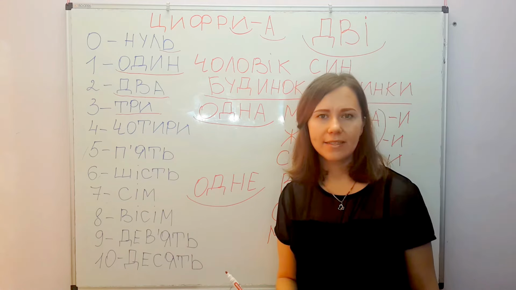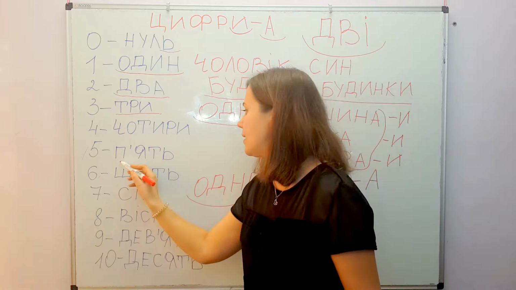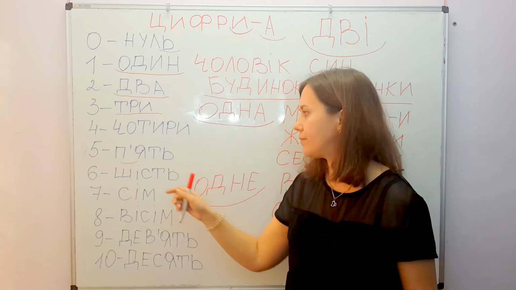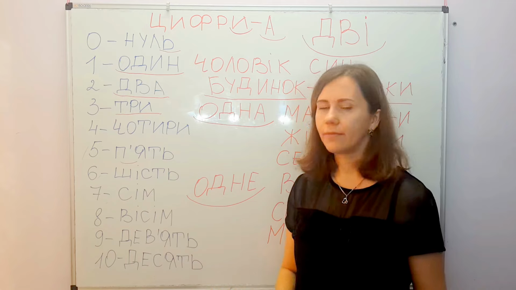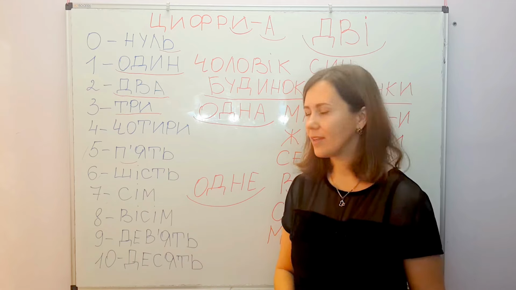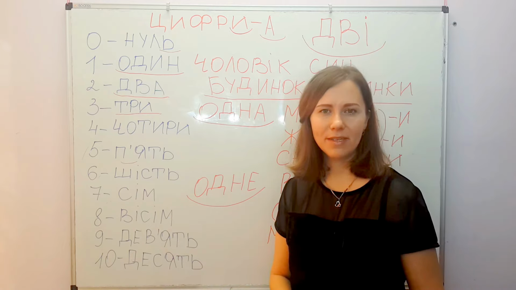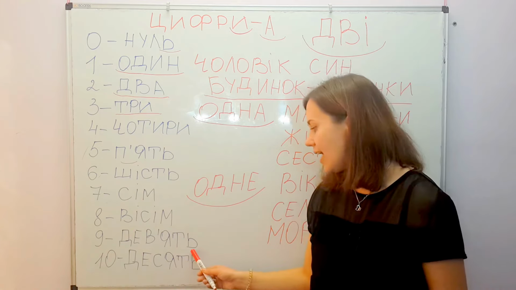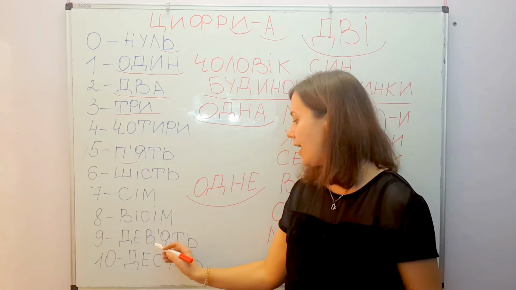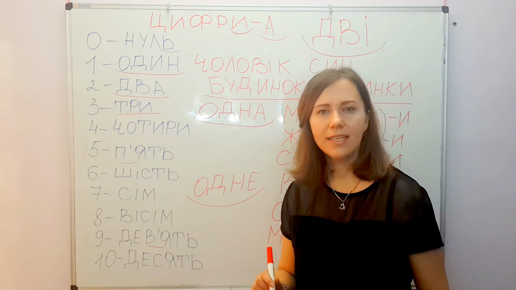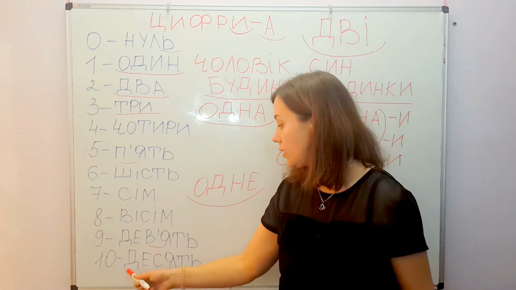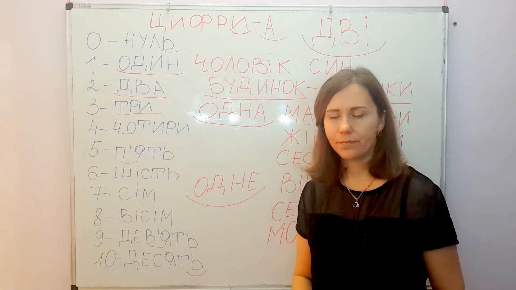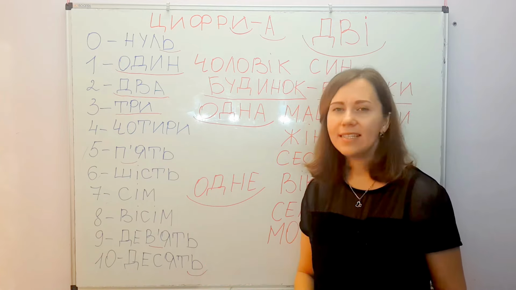Наступне. П'ять. П'ять has an apostrophe. So, what does an apostrophe do in Ukrainian? It divides the pronunciation of our word into two parts. П'ять. Шість. Six. Сім. Вісім. Дев'ять. Again, here we have an apostrophe, so we pronounce дев'ять. І десять. Here we have the soft sign, so it's ч. Десять. Дев'ять. Десять.